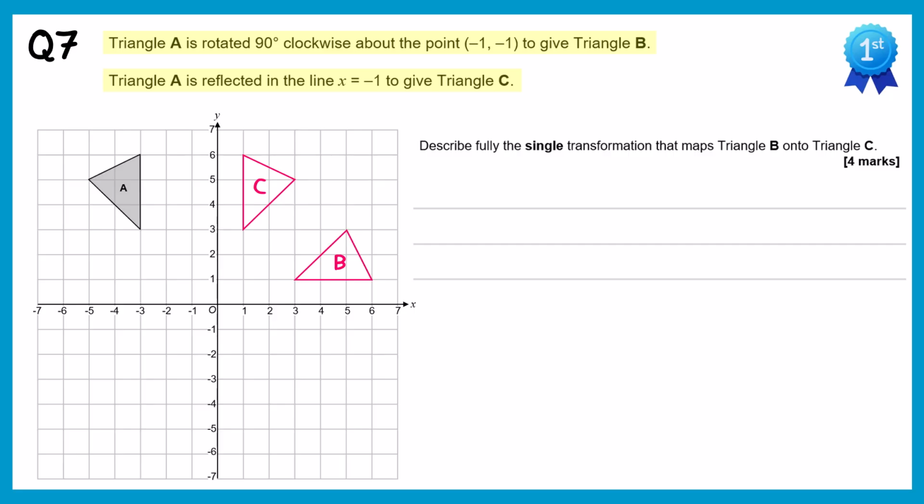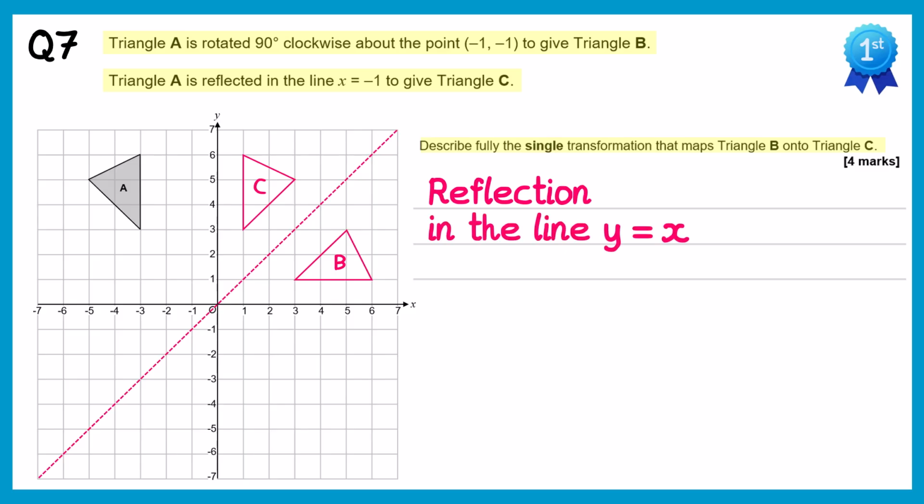The question says to describe the single transformation that maps triangle B to triangle C. Triangle B has been mapped to triangle C by a reflection in this line here, which has the equation y = x. So to get the marks for this question, we need to say it's a reflection in the line y = x.